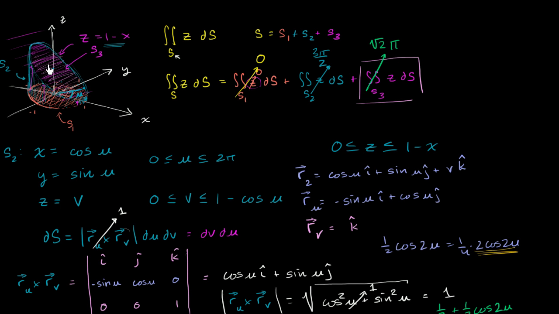So this entire surface integral that we started like 80 videos ago evaluates to, the orange part evaluates to 0, the blue part 3 pi over 2, and then the magenta part is square root of 2 pi. So we're left with 3 pi over 2 plus square root of 2 pi as the value of our original surface integral.